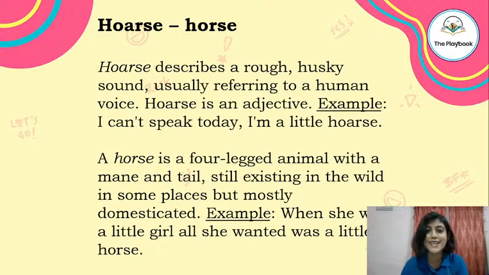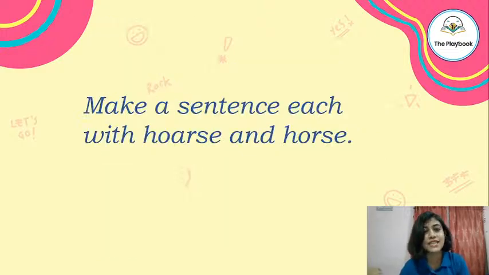Next, a horse, as you already know, is a four-legged animal with a mane and a tail, and it still exists in the wild in some places as well as it's also domesticated. Looking at an example, when she was a little girl, all she wanted was a little horse. So I hope the meaning of both the words are clear. Now let's try making some sentences with each, one with hoarse and one with horse. You all can give me your sentences in the comment section.